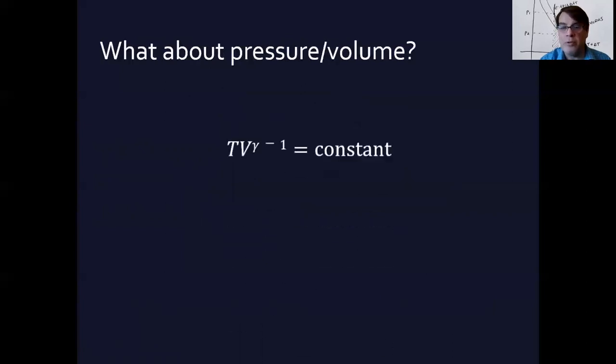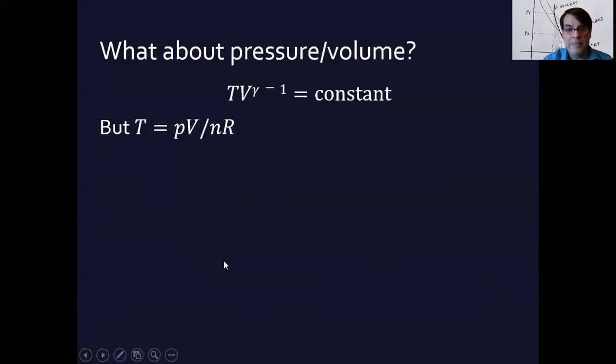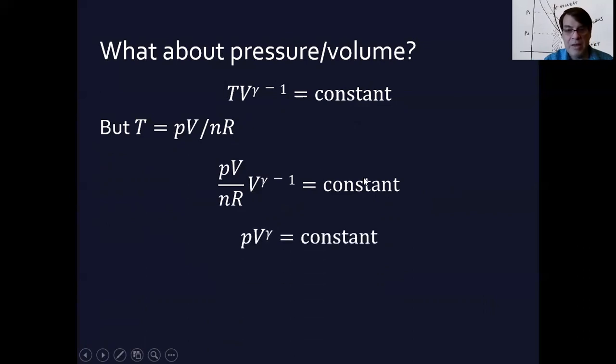What about pressure and volume, you ask? I know you were asking. So we started again with this. Okay, we know that T equals PV over NR. It's the old PV equals NRT. So we plug that in for T, and what do we get? We get that PV over NR times V to the gamma minus 1, I just substituted in for T, equals a constant, right?